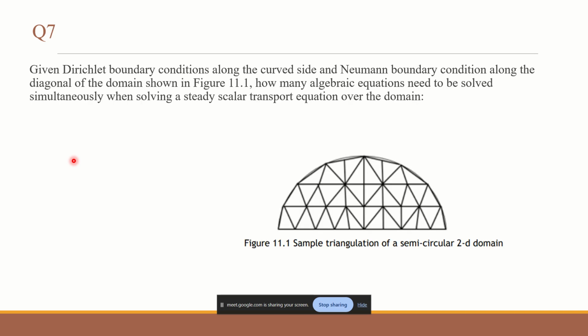We have seen question 7: the number of algebraic equations which we need to solve simultaneously when solving a linear steady scalar transport equation over the domain. So it is 42 plus or minus 2.